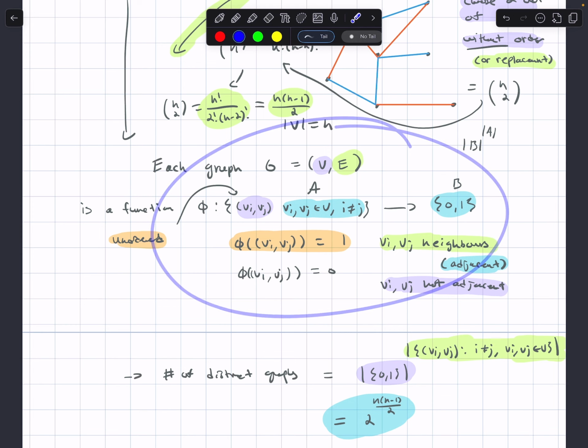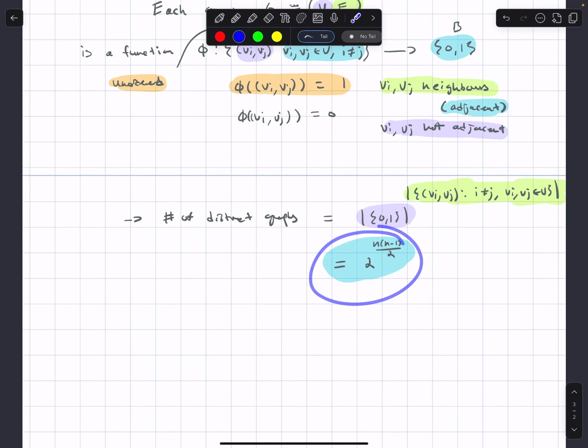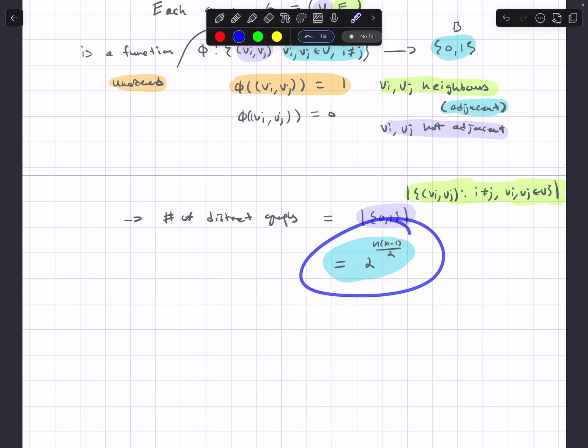There's a one-to-one correspondence between these things. Every graph gives you one of these functions, and every function gives you one of the graphs. And if the functions are different, the graphs will be different, etc. Once you realize that, then it's a very simple matter to apply the formula for the number of functions from one set to another, and get this really, really directly without a bunch of casework and stuff. So that's very nice.